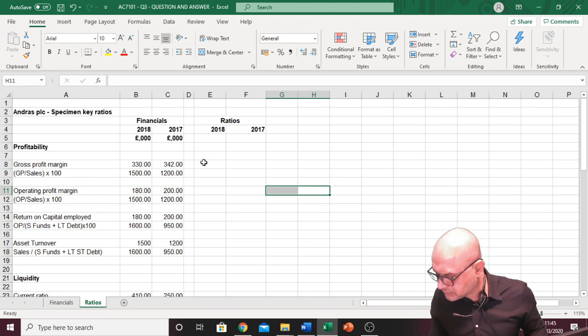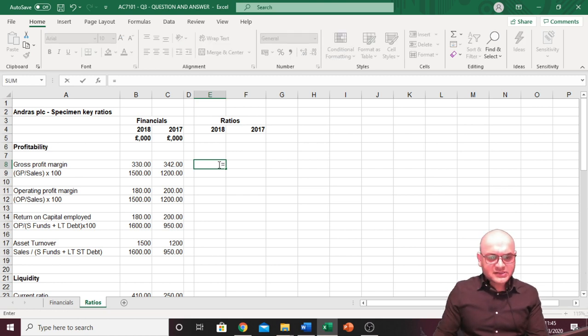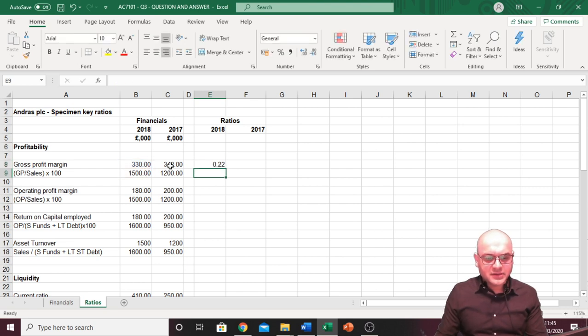Now we'll work out the ratios. So the 2018 gross profit margin is gross profit divided by sales. Okay, good. Right now the answer is in decimals, so we'll turn it into a percentage. Click back on that cell, go to the numbers section in the Home tab right at the top. There is a percentage sign right there, so select that. It turns it into a percentage.